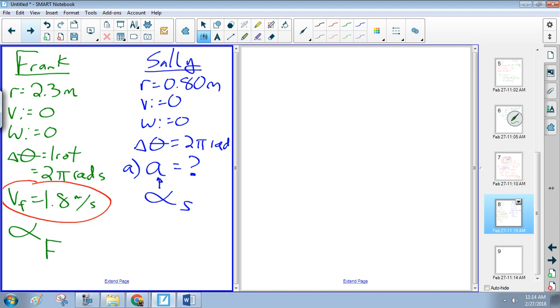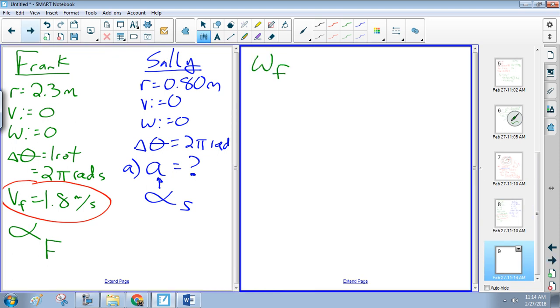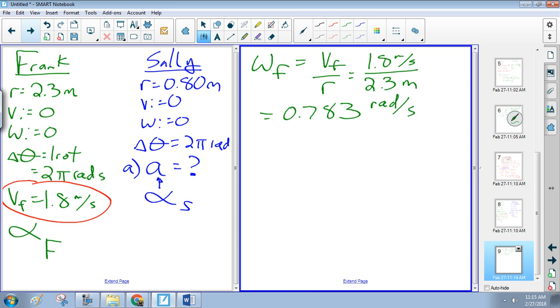So let's find Frank's final angular velocity, all right? I'm using green to represent Frank here. So this is going to be v_F over r, right? Angular is linear over radius. So I'm looking at 1.8 meters a second divided by his radius of 2.3 meters. Divide that out, and 1.8 divided by 2.3 gives you 0.783 radians per second.